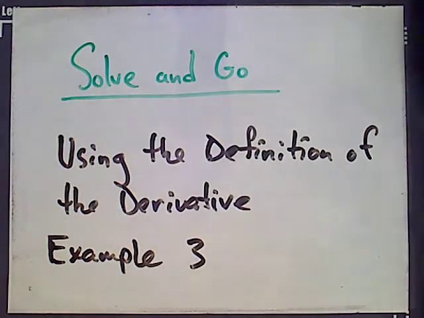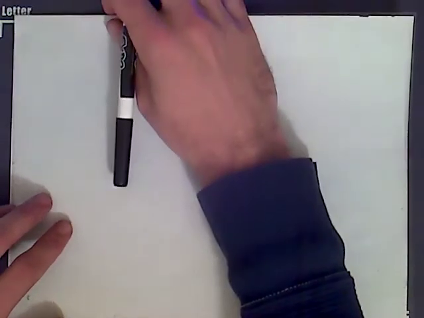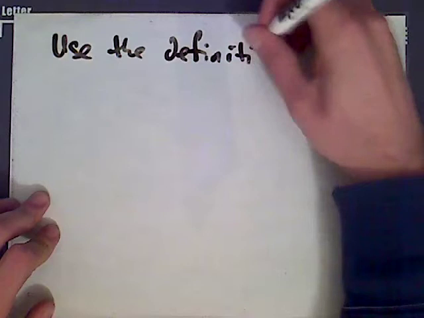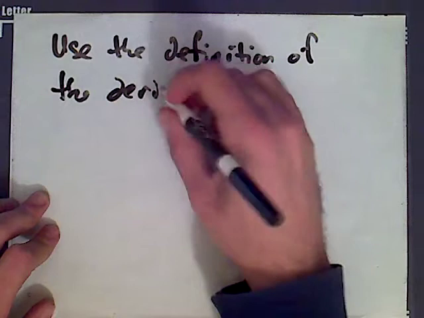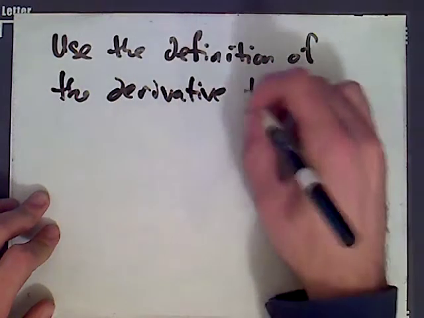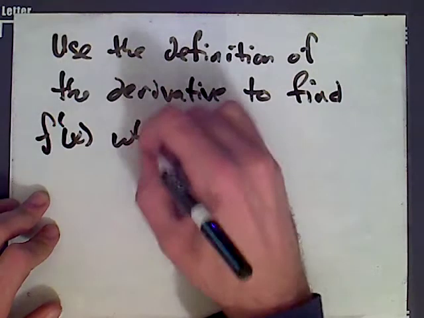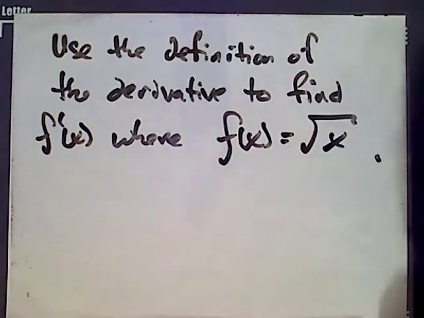In this video, I'm going to give a third example of using the definition of the derivative to find a derivative. This one will be a little harder, and require a trick. So, again, the problem is to use the definition of the derivative to find f prime of x, where f of x is the square root of x.